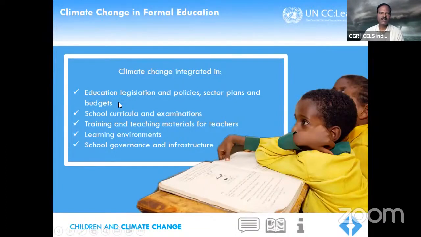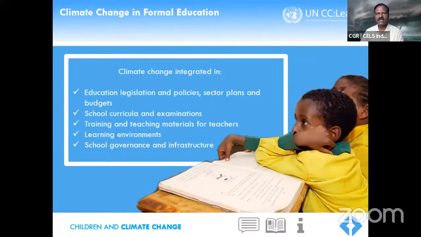So climate change is integrated in education legislation and policies, sector plans and budgets, school curricula and examinations, training and teaching materials for teachers, learning environment, school governance and infrastructure. So we have incorporated recently some of the education materials on SDGs. The goal number 13 in SDGs is on climate change.